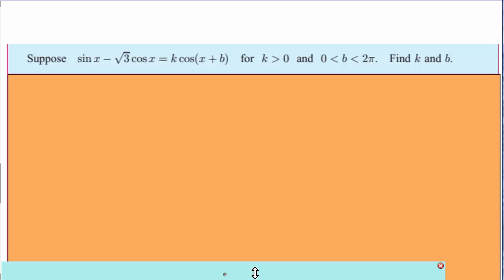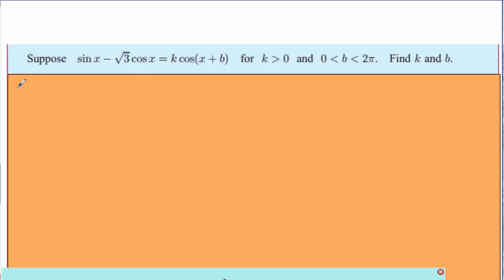All right, let's try one that's got a little more juice to it. In this case, we're given this equation, and what we're trying to do is find k and b, this k and this b. And wow, that looks kind of nasty. Let's see, where would we start with this? There's not much that we can do with this side, but over here we have cosine of x plus b. And as you remember, cosine of x plus b can be expanded into different parts. So let's see what happens if we start with that.